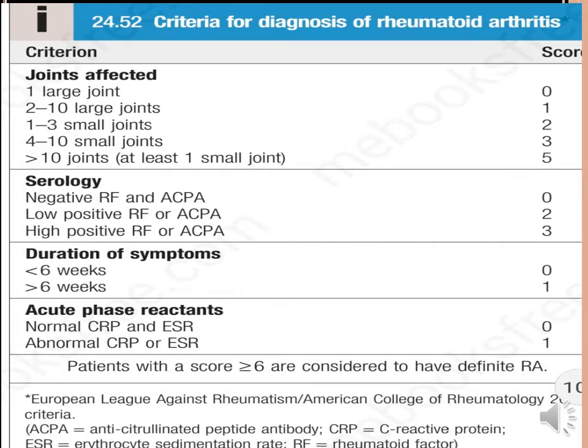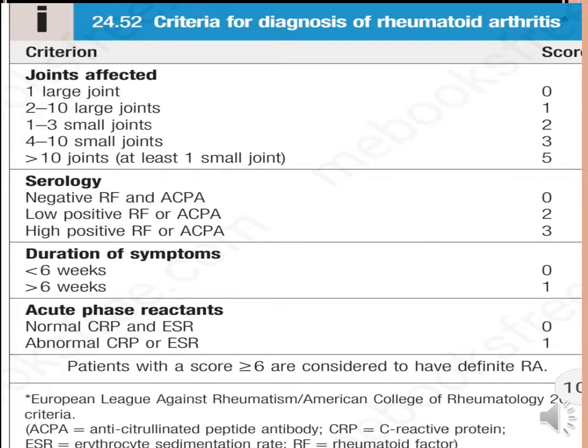How to diagnose rheumatoid arthritis? There is a set clinical criteria defined by the American College of Rheumatology and the European League Against Rheumatism. This criteria is based on a scoring system with 4 parameters with different scores, and a combined score of 6 or greater than 6 is required to make a definite diagnosis of rheumatoid arthritis. The four parameters include number of joints affected, serology, which includes rheumatoid factor and anti-CCP antibodies, anti-citrullinated protein antibodies, duration of symptoms, and acute phase reactants, which include CRP and ESR.